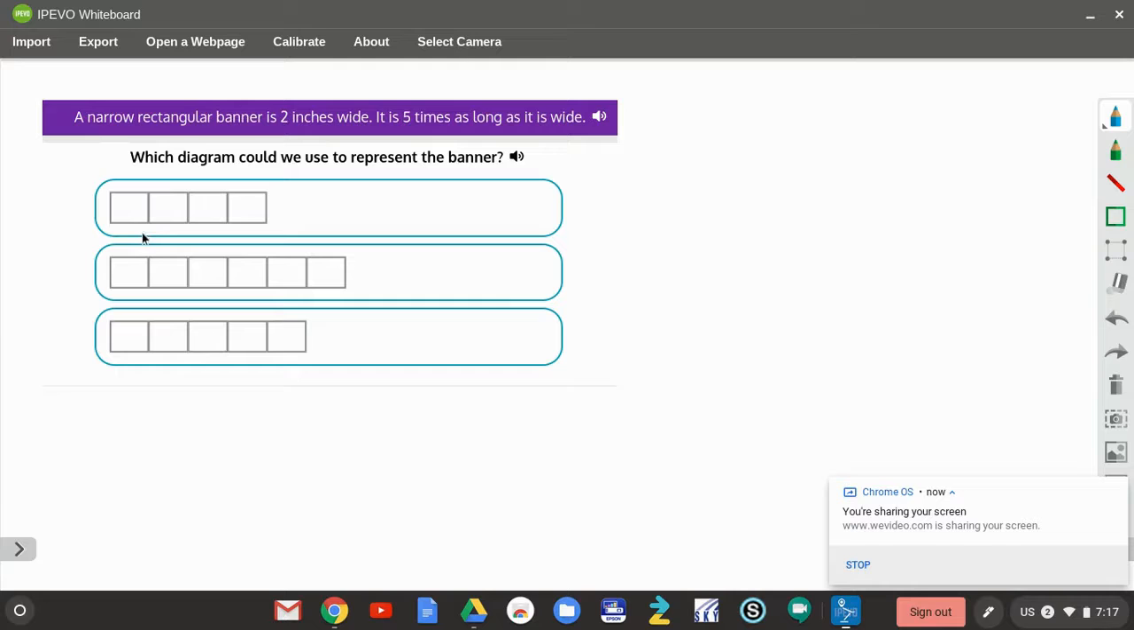Now, I will say, don't get too confused, because Zearn sometimes intermixes the terms length and width. Just be ready for that, because they will do that. So in this case, they're saying if this is our width, this is our length here. So which one is 5 times as long?